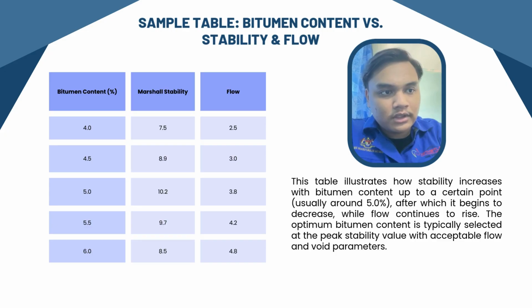This table illustrates how stability increases with bitumen content up to a certain point, usually around 5.0%, after which it begins to decrease while flow continues to rise. The optimum bitumen content is typically selected at the peak stability value with acceptable flow and void parameters.